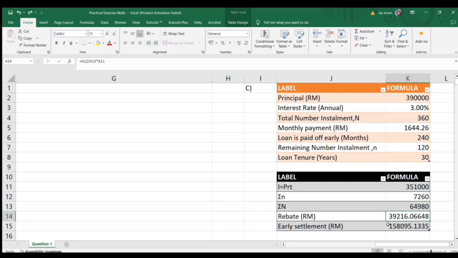Next is rebate. For rebate, I use this formula in the Excel. I take the sum of remaining number of installments divided by the sum of total number of installments and multiply it by the interest. Then I will get this value. The last one is early settlement. For early settlement, I take the value of 120 months and multiply it by the monthly payment and then subtract the rebate. And this is the final value for this question.